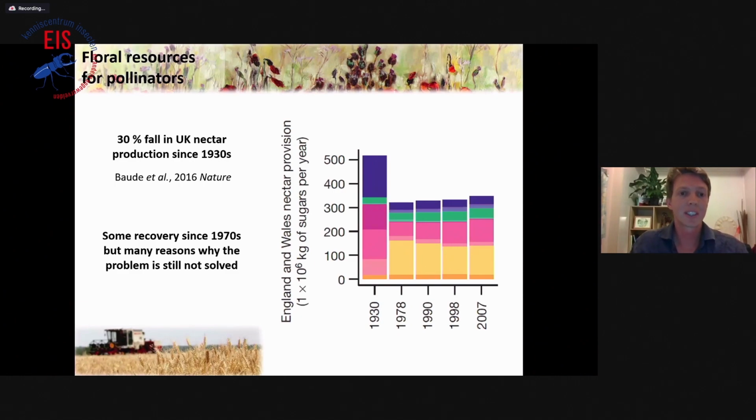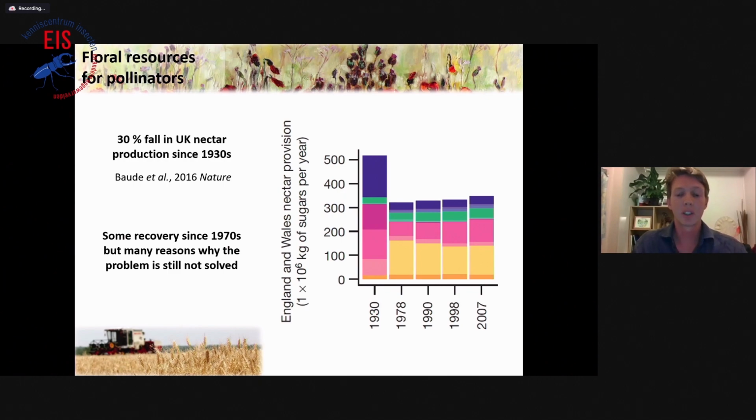Just to give you some idea of the scale of these declines, a study led by our group a few years ago showed that nectar resources in the UK have fallen by about 30% since the end of the Second World War. This is largely a result of widespread agricultural intensification, the expansion of fields, the clearance of many semi-natural habitats such as hedgerows, and the general tidying up of the landscape. This has translated into a huge reduction in the overall amount of food available to pollinators on the landscape.